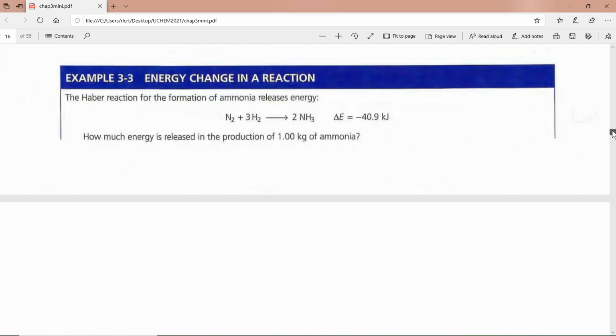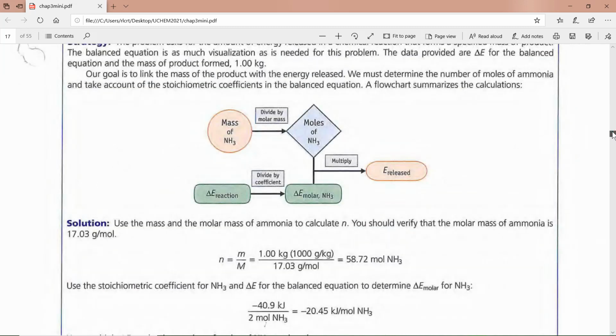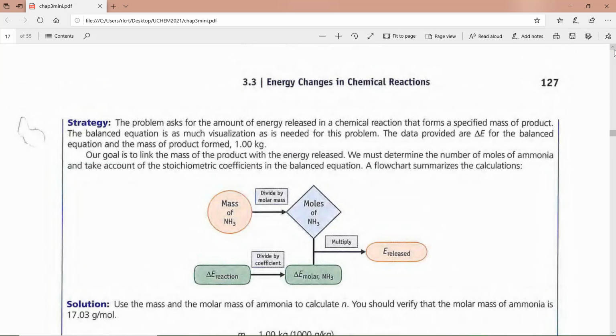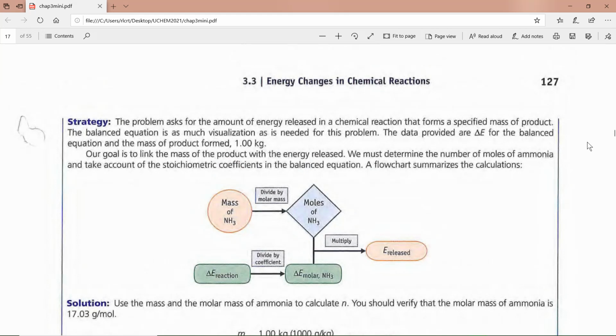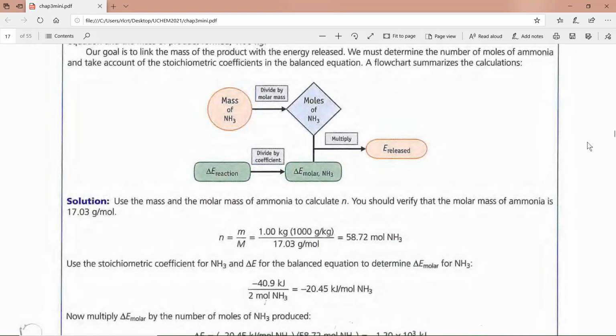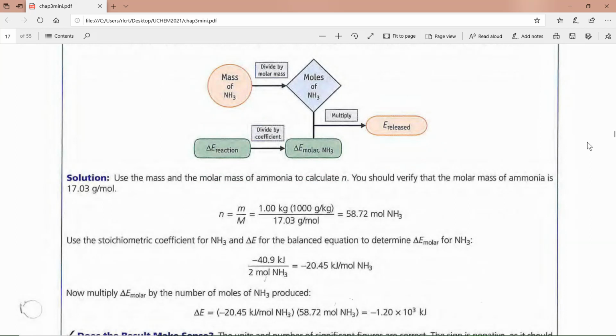Wow, look at all the flow charts just to do this one question. Okay, that's fine. Link the mass of the product with the energy released. We must determine the number of moles of ammonia and take into account the coefficients in the balanced equation. So the number of moles of ammonia: how much energy is released in the production of 1 kilogram? So n is moles.